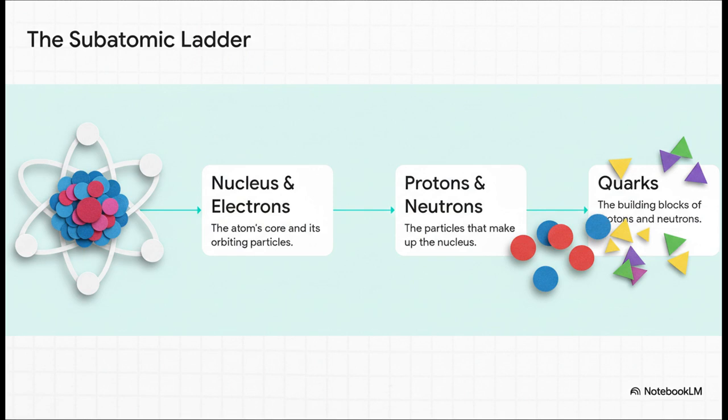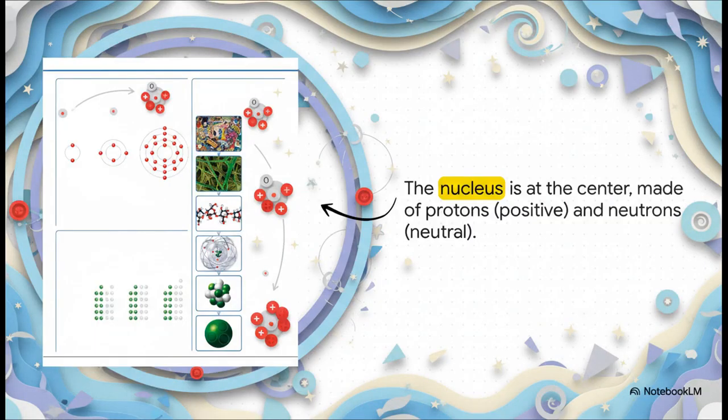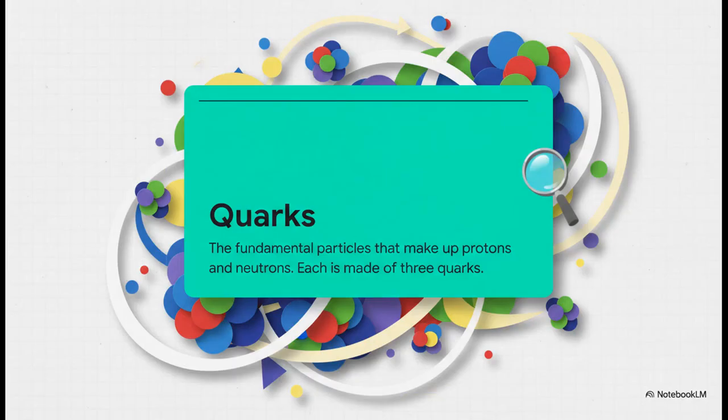And unbelievably, it doesn't stop there. We can go one step deeper, down to things called quarks. So let's zero in on that nucleus. It's just this super dense cluster of two kinds of particles. You've got protons, which have a positive charge, and then you have neutrons, which are, well, neutral. They have no charge at all. And almost all of an atom's weight, its mass, is packed right into this tiny little space. And this, my friends, is where our journey inward ends. For now anyway.